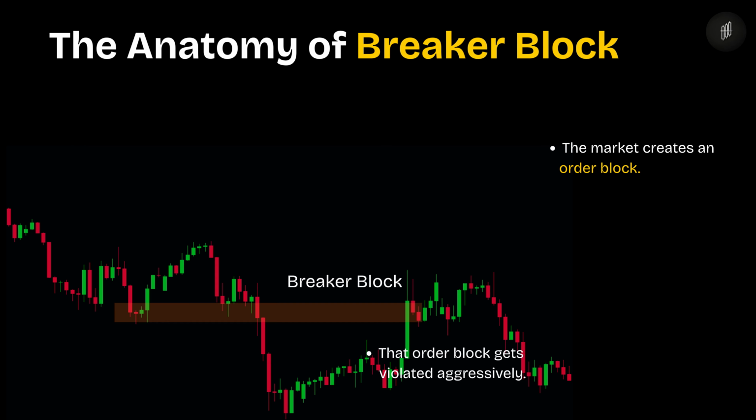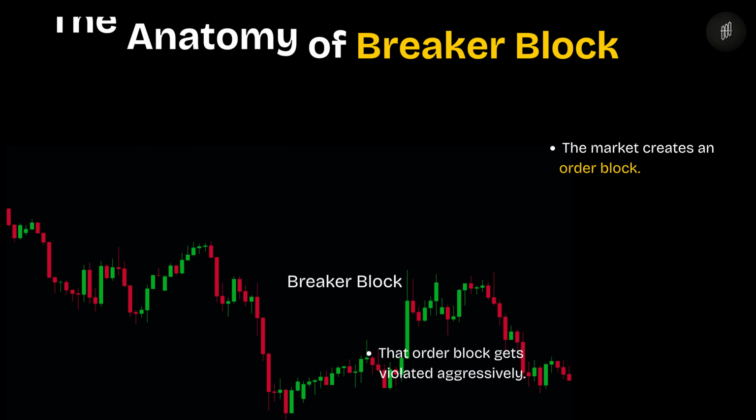And here's where traders get trapped. Retail sees this return as a retest of the broken level, believing a reversal might still happen, while institutions are actually reloading positions to continue moving in the same direction. This psychological trap is exactly why breaker blocks work so consistently. They exploit retail expectations while revealing institutional intent.